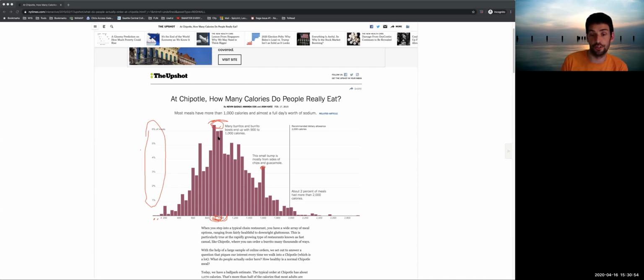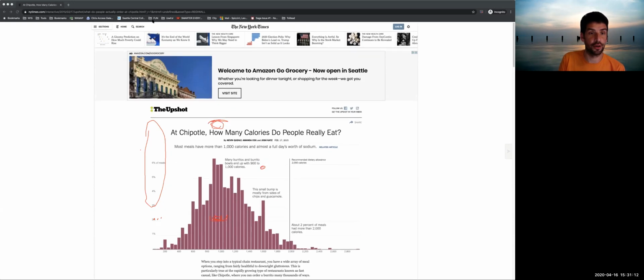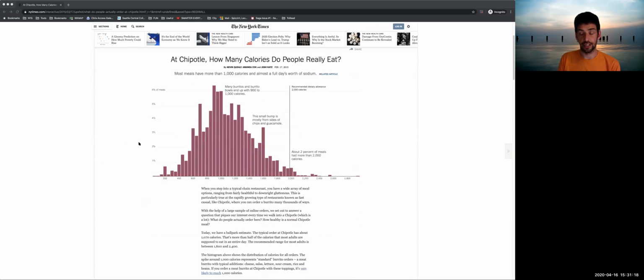It would be very difficult to glance at it and tell what we can tell here, that most meals are around 900 calories. There's very few up above 2,000 and very few below about 400, right? We see very few down here. And so this graph gives us quite a bit of information at a glance, right?